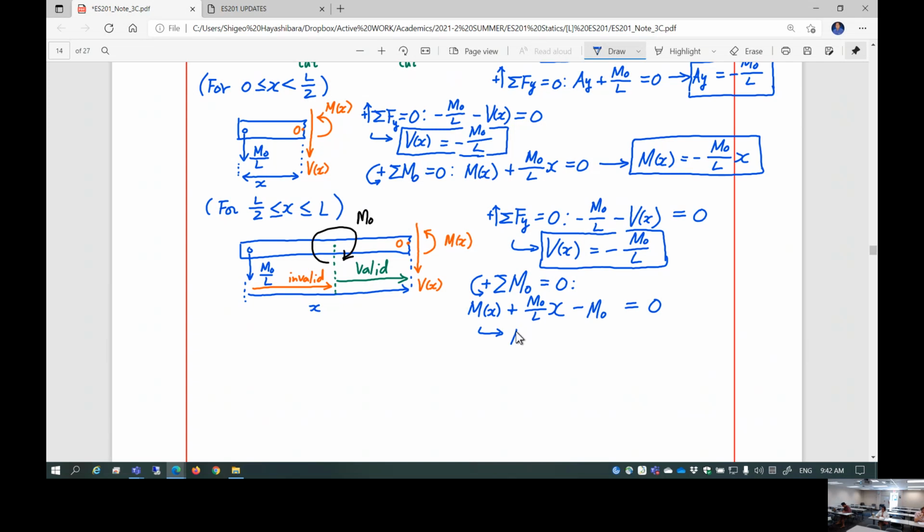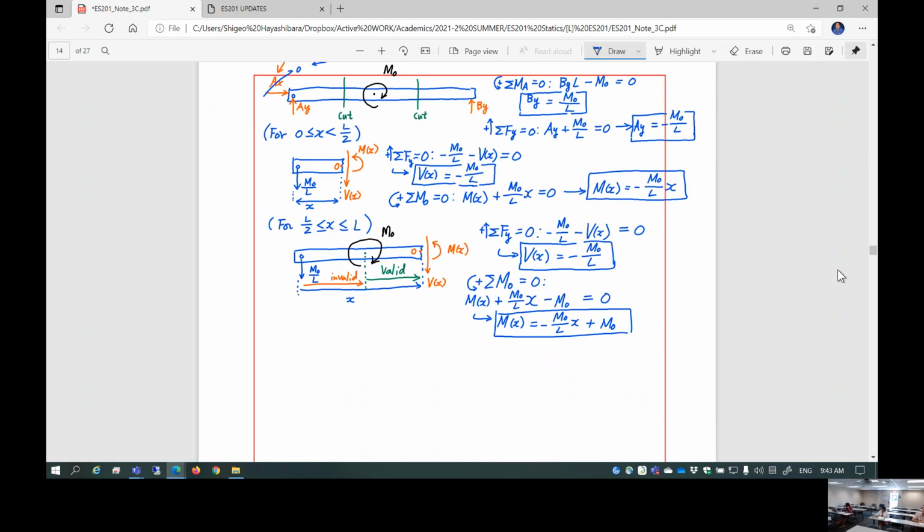This is going to give you internal moment as a function of x developed in this range of a beam: minus M0 over L x plus M0. This is kind of similar yet different function, isn't it? Those two are kind of similar to each other, yet different function. That means, wait a minute, this is the same slope, negative slope, but the y and x crossing point is different. Okay, so let's just draw a diagram here.